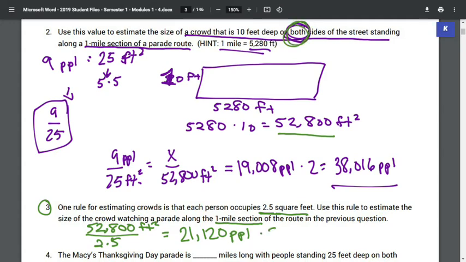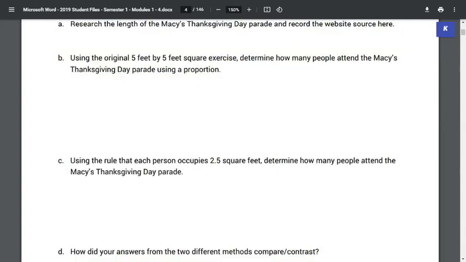The thing we got to be careful on is that it's still going to be on both sides of the street. So I need to multiply this number by 2, and I'm going to get 42,440 people. So if each person takes up this much square footage, this is how many people that we can estimate. And we can also see that this is going to be more people can fit, if they only take up this, compared to the ratio that we used in the problem before.